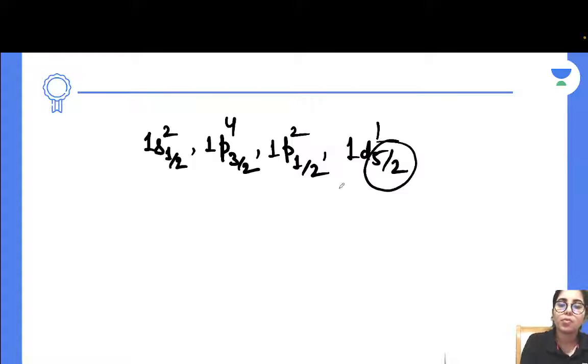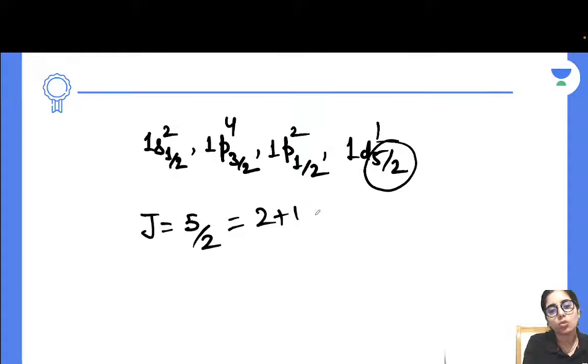So your j value of the last term in the configuration is what? 5/2, which is L plus half, because 2 plus half will give us 5/2. So when your j value is L plus half for the neutron and proton both, what will the magnetic moment corresponding to these ones be? For the neutron and the proton, you have to consider mirror nuclei, this and this, because you already had the odd number of protons in one case and the odd number of neutrons in the other one.